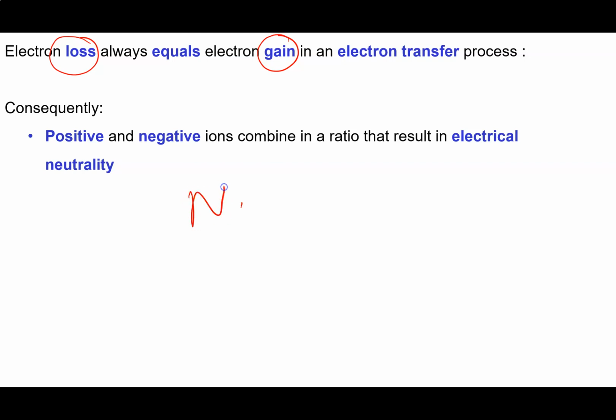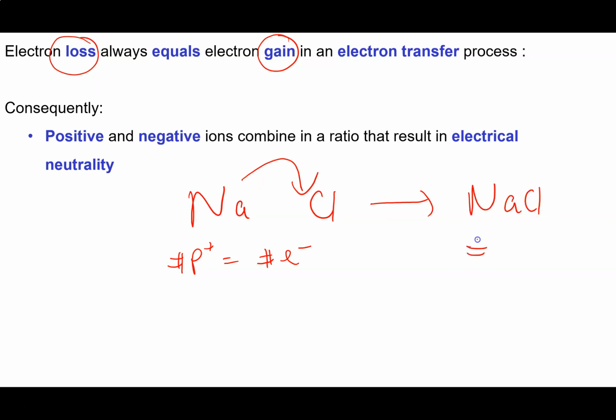So if you start with 2 neutral atoms, that means that the number of protons equals the number of electrons, and then all you do is move around the electrons, and you're going to end up in a situation where the number of protons equals the number of electrons, and you're going to have electrical neutrality. So what we're really saying is that positive and negative ions always combine in a ratio that results in electrical neutrality. However many positive charges you have, an equal number of negative charges.